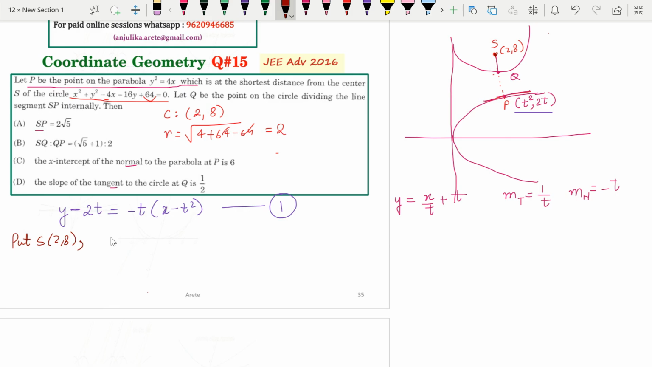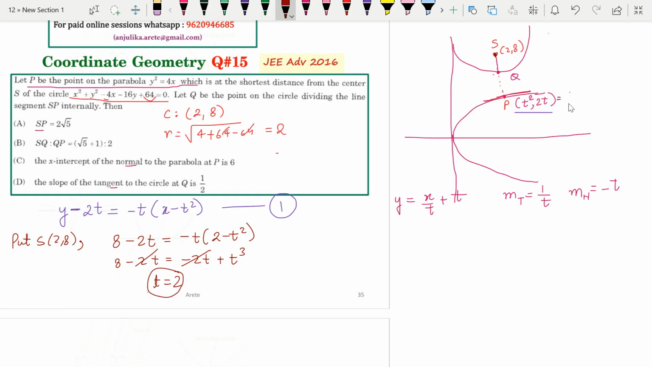So let's do that. The y value you're going to keep is 8, minus this. The x value is how much? 2 minus t square. Oh, cubic equation. Anyways, let's solve it. So it is equal to minus 2t plus t cube. Easy, this is cancelling. So t cube is 8, so t is 2. So this came out to be simple.